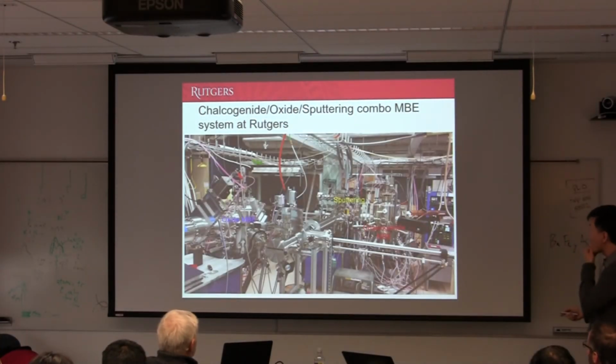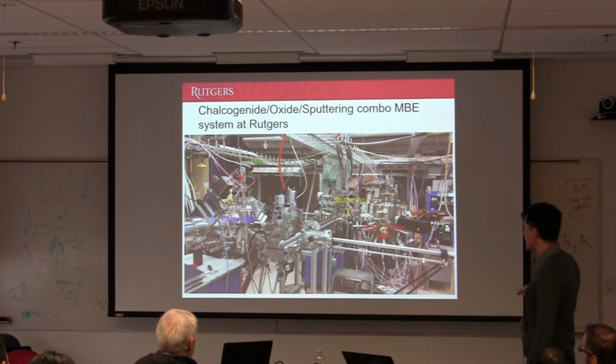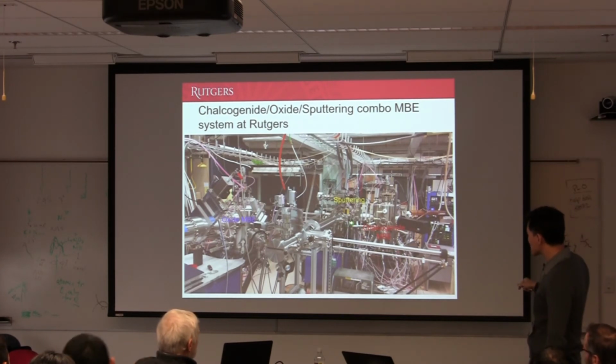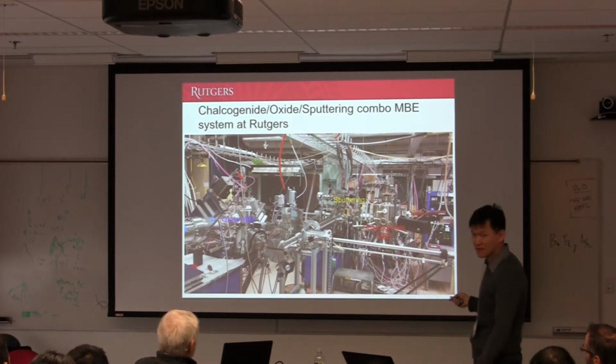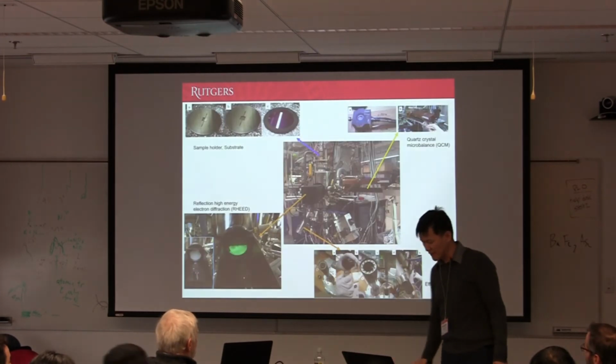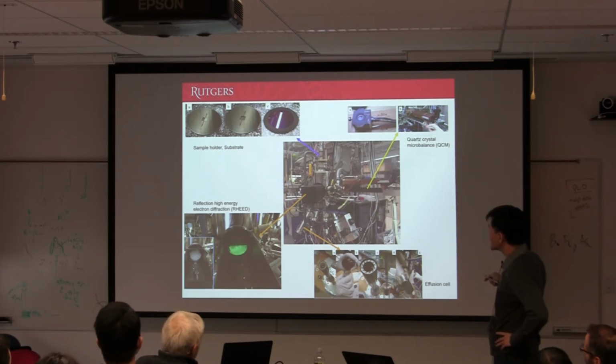That was the schematic I showed you earlier, but this is what we have at Rutgers. This is the chalcogenide MBE, what we use to grow all these topological insulators. By the way, until last year we had only this part here, but we added this whole thing over the past year. That's the oxide MBE, and there's also a sputtering system over here. I think this is quite a unique system, but I'll focus on the chalcogenide side here. So this is a chalcogenide MBE system.